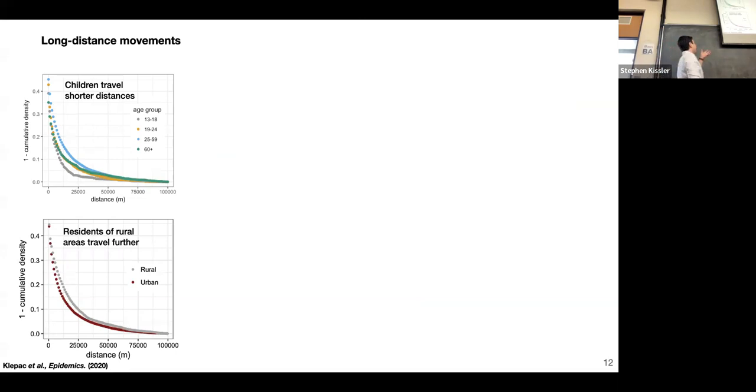Same with rural versus urban travel. So people who are living in rural areas need to travel further. Everything that they need is just further spread out. And so we see that manifested in these data as well.